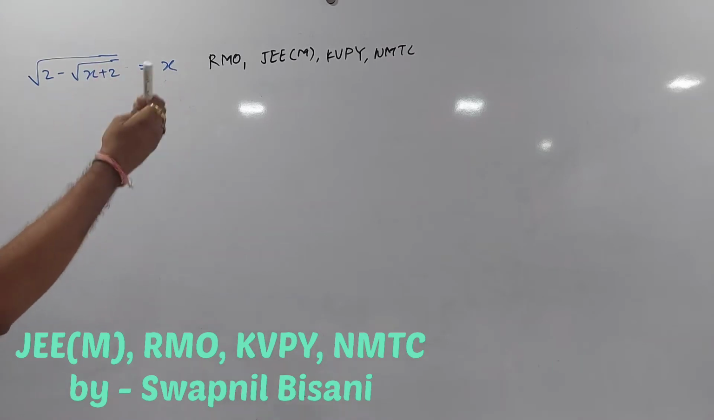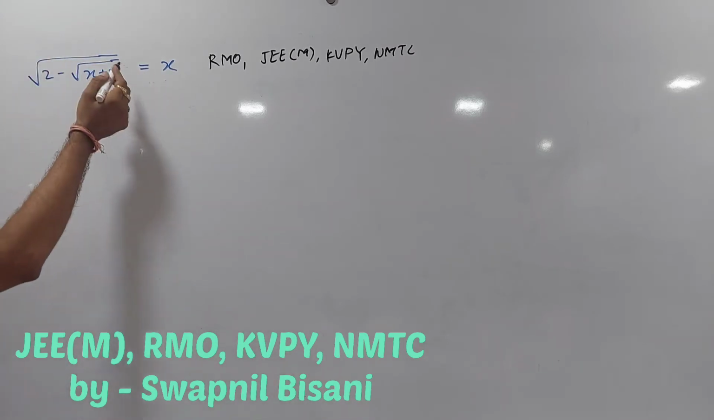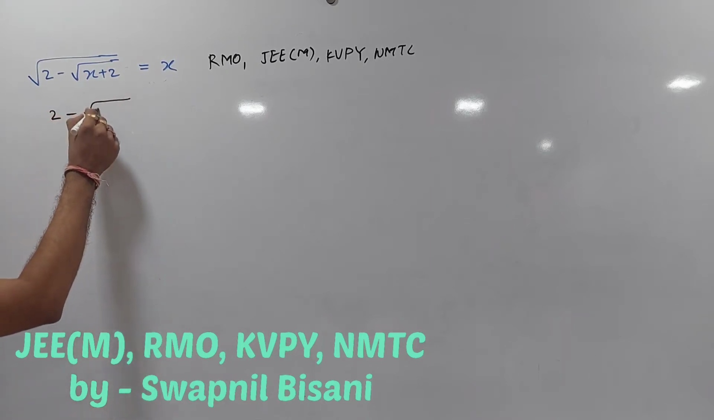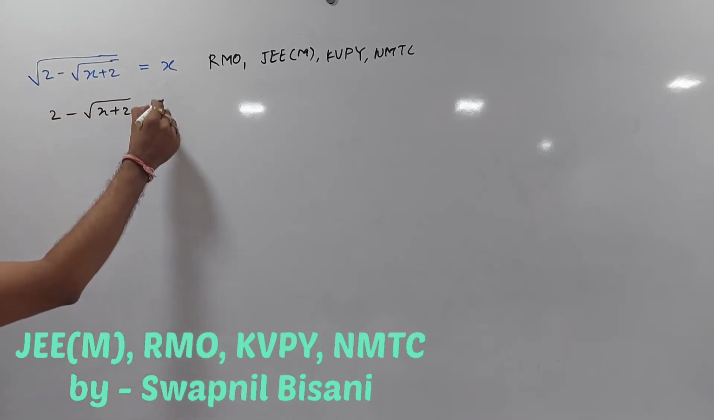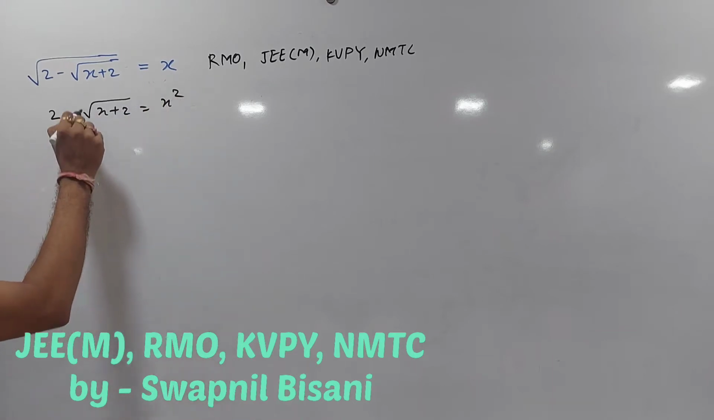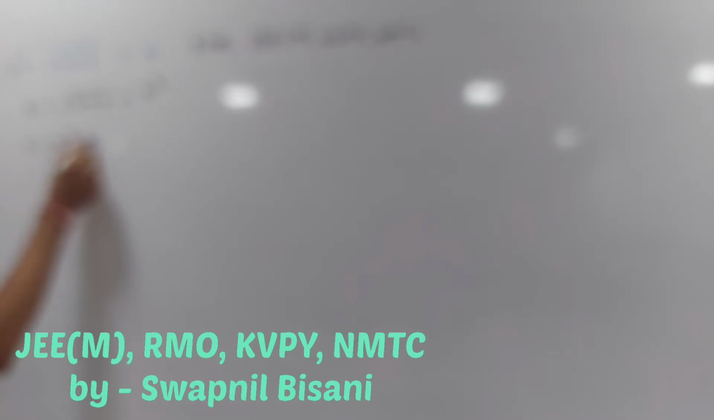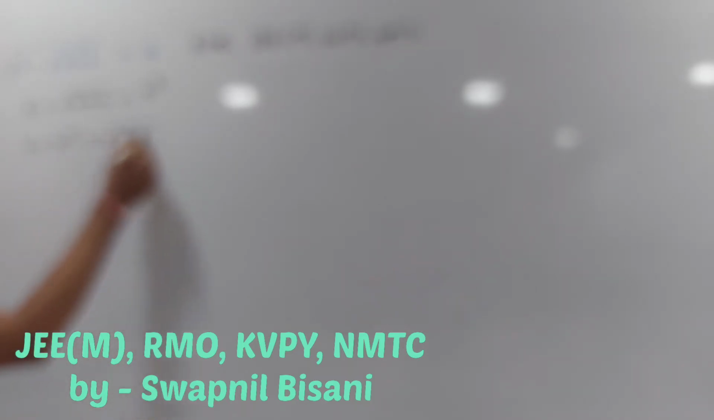So we know that the first step which we need to do is squaring both sides. When I square both sides, it will give me 2 minus root x plus 2 is equal to x square. The next step is to shift this to the other side. So it will be 2 minus x square is equal to root x plus 2. And then again squaring both sides.